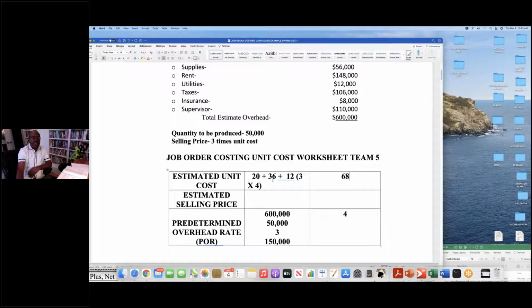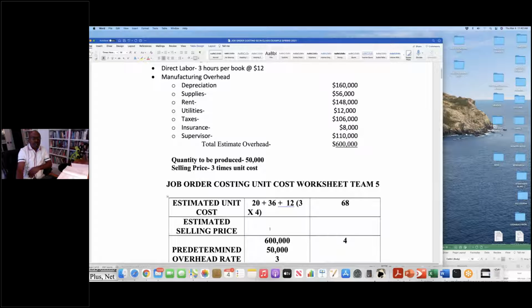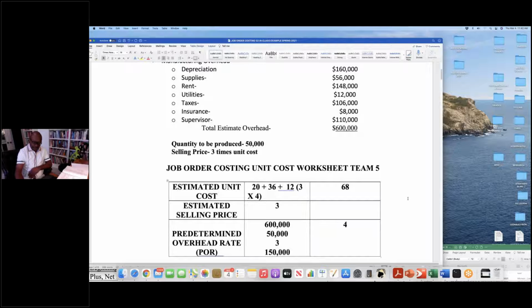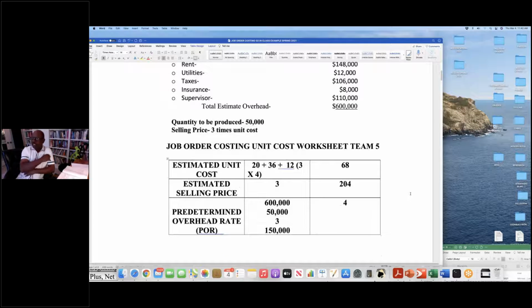And our selling price multiple was what? 3. So what's our selling price going to be? 204. Can everybody in the room do this now? Can everybody do this now? Yes. Put in the chat if you can do it. Yep, we good.